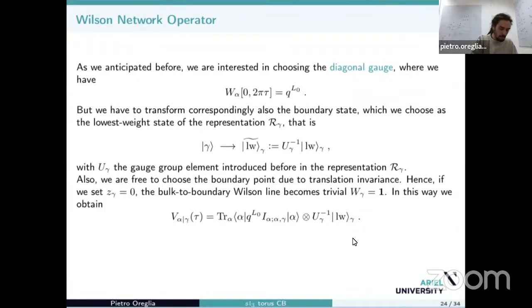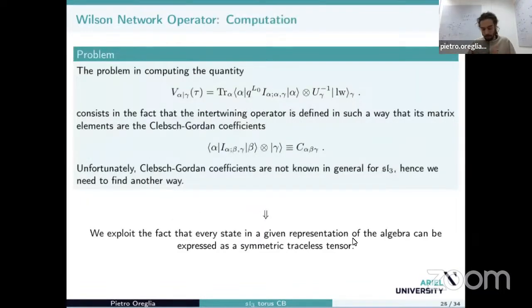And so we are left with the computation. The problem is that the intertwining operator, since it is a kind of projector of the two representations, is constructed in such a way that its matrix elements are the Clebsch-Gordan coefficients. But Clebsch-Gordan coefficients are not known in general for sl3 up to now. So we try to find another way to avoid this obstruction and to compute this in another way.